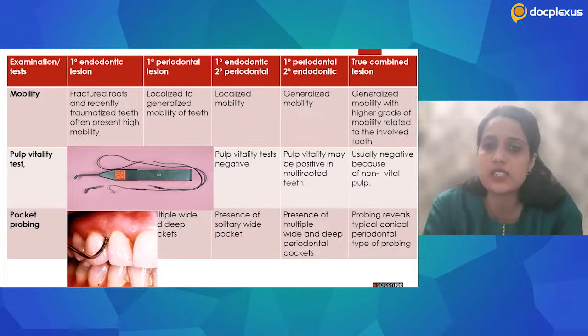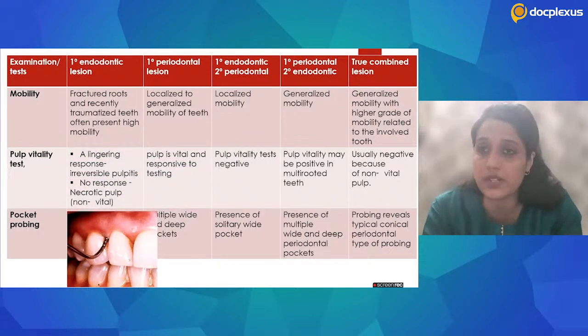Pulp vitality tests, we all know there is electrical pulp testing, or a cold test or thermal test can also be done. With the primary endodontic lesion, there will be a lingering response. Maybe it will respond early, or in cases of necrotic pulp, it will not respond at all. Then in primary periodontal lesion, the pulp is usually vital, so it is positive.